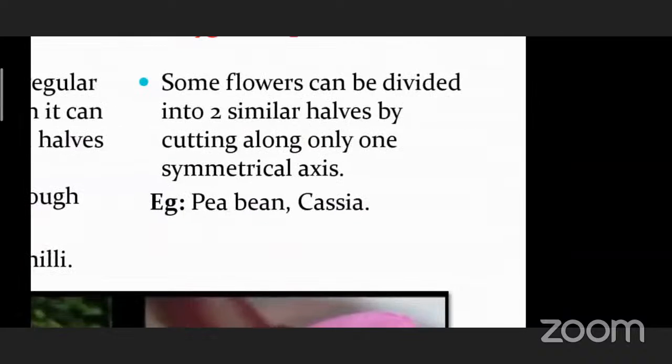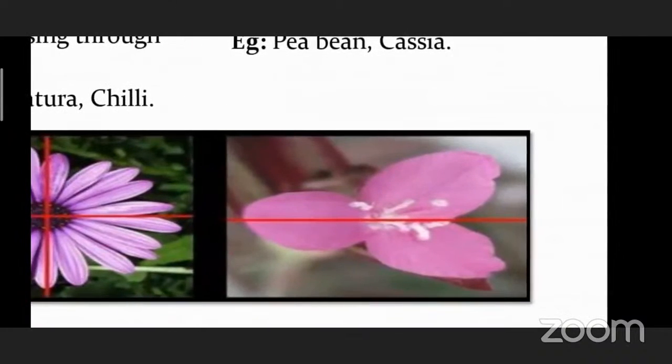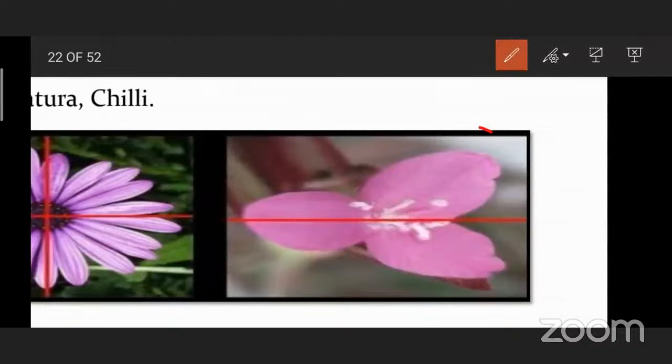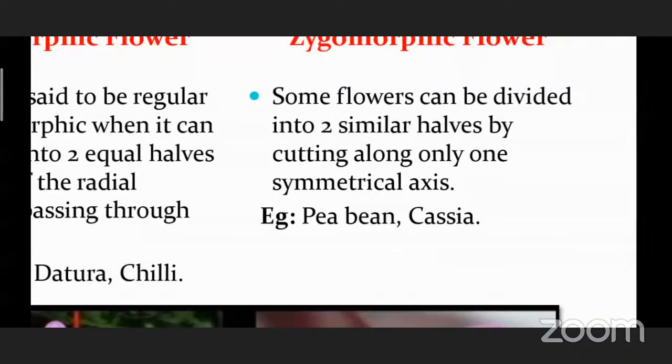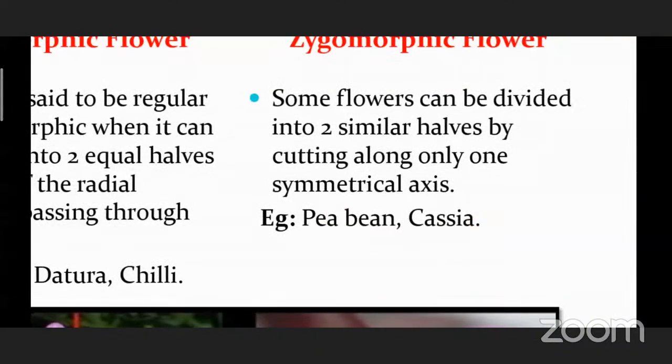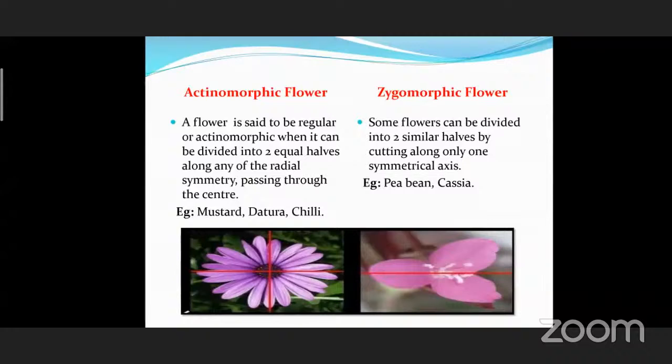And zygomorphic flower. See here, this is a zygomorphic flower. Some of the flowers can be divided into two similar halves by cutting along only one axis of symmetry. This is a zygomorphic flower. Example, pea, bean, and cassia. Soya bean also. Example, scientific name Dolichos lablab.